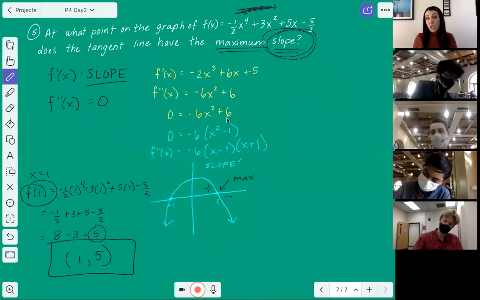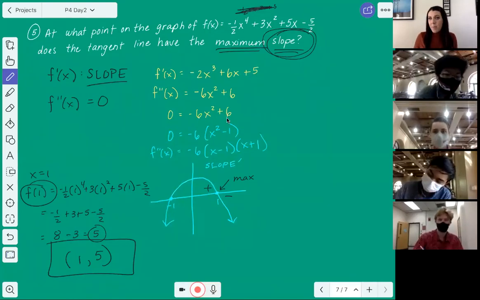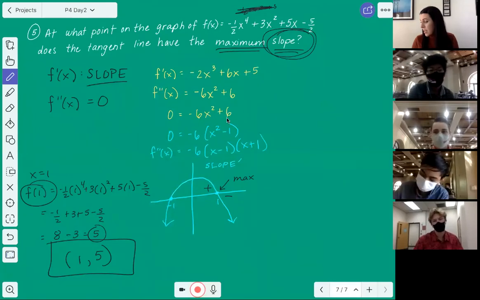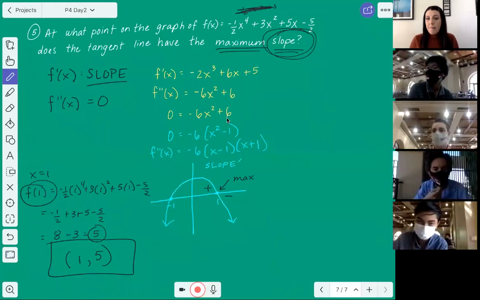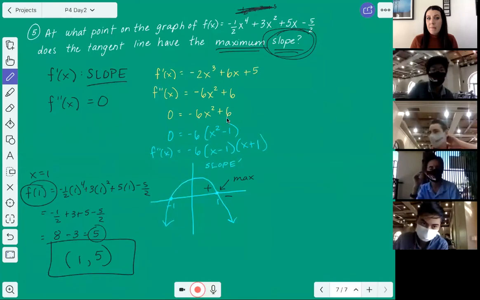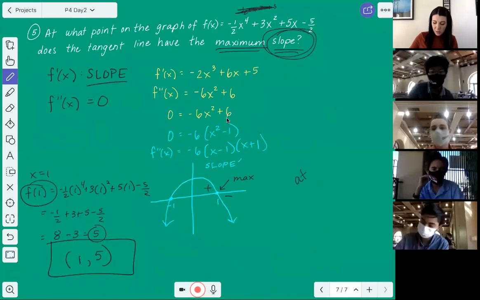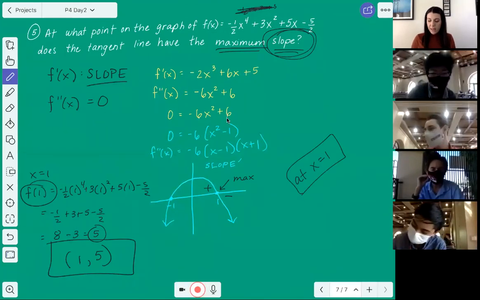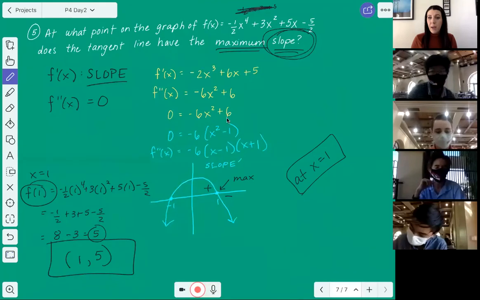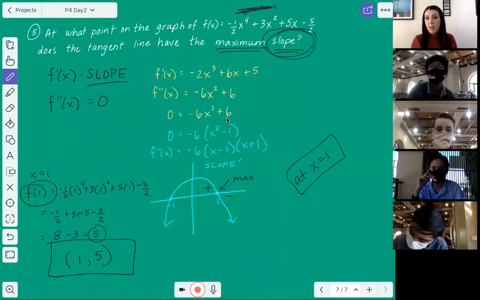Now, the other thing this question could have asked is it could have said, what is the maximum slope? How would you find what is the maximum slope had that been the question? Let's go to Jackson Bernreuter. What would you do to find what is the maximum slope? I'm not sure. Okay, so we know that the maximum slope happens at x equals 1. Right? We know that's where the maximum slope happens. If I wanted to know what is that value, what is the maximum slope? Oh, would it just be 5?